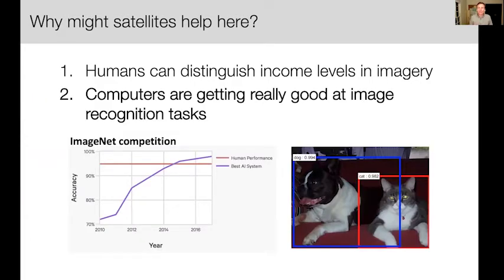It turns out computers are getting quite good at image recognition tasks. So the canonical image recognition tasks are these ones that figure out which pet is which, right? Is this a dog, a cat? Is it a hamster or a weasel?